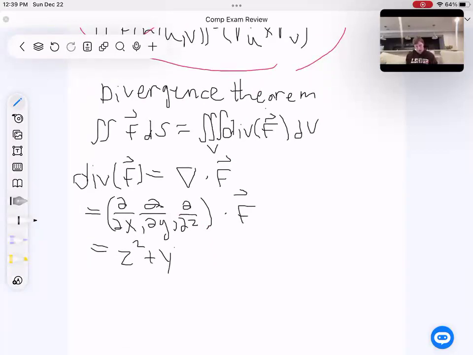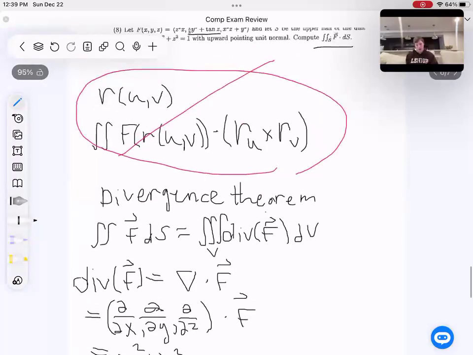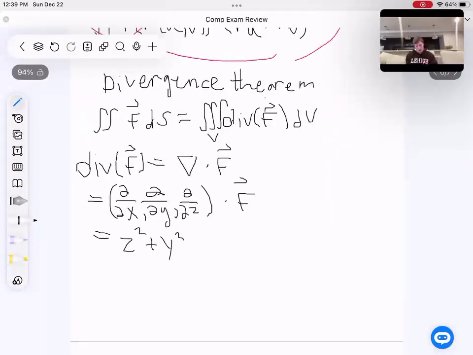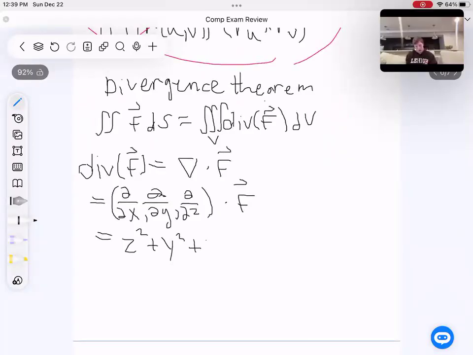Plus y squared. And then x squared z plus y squared. That y squared is going to go away, but we're going to be left with an x squared. So we're going to get z squared plus y squared plus x squared, which we know is actually the equation for the unit sphere. So essentially, along this surface, this is always going to be equal to 1. So really, when we set up our triple integral, we are just calculating this.